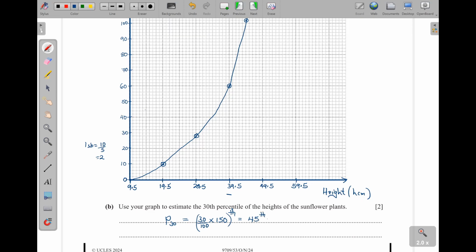So the 45th value. Then we go to our graph and we look for 45. So 45 is in the middle of 40 and 50. Okay. Then we extrapolate downwards here. Then what we get, I can even make this one dotted such that it doesn't interfere with the graph that we had. So when they are saying use your graph, this is what they mean. Extrapolate and then get the answer.